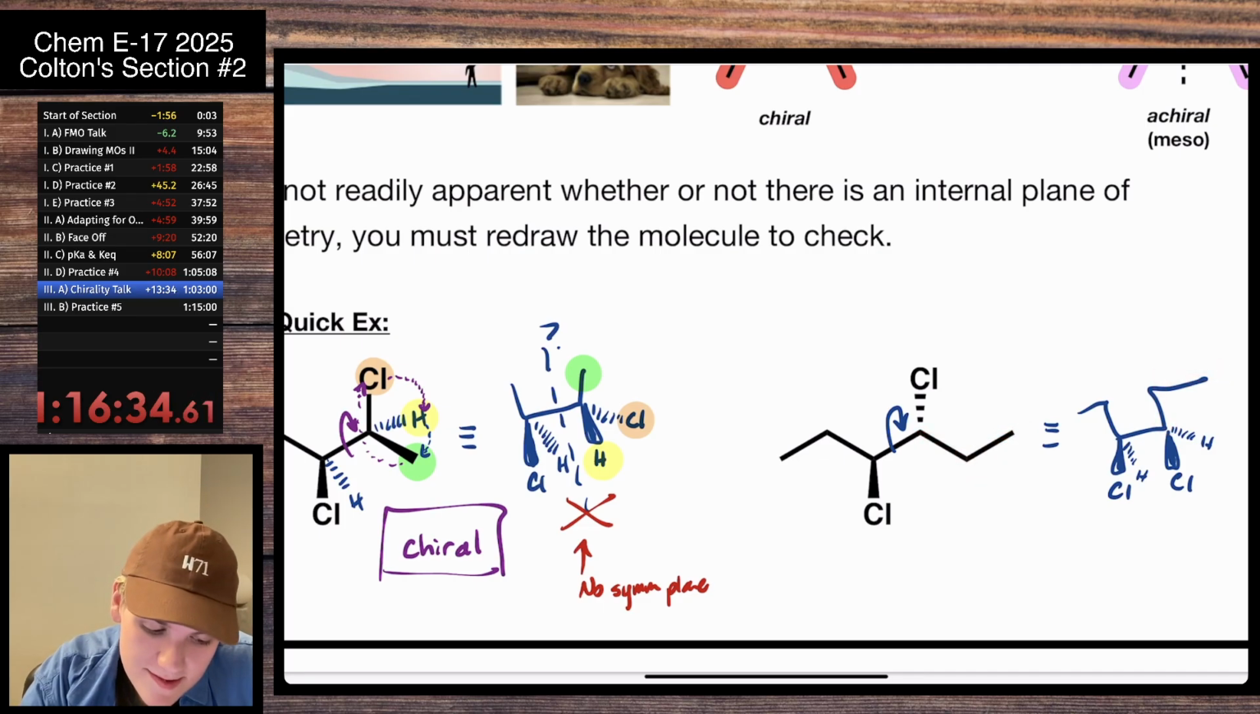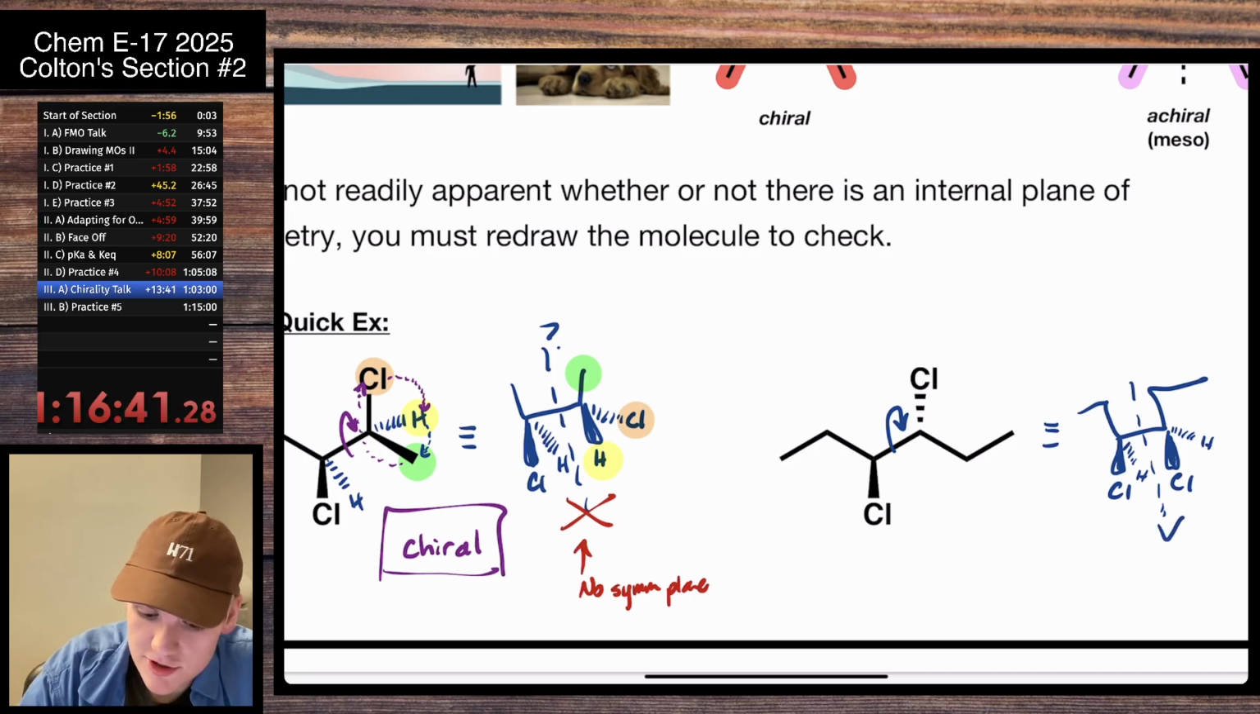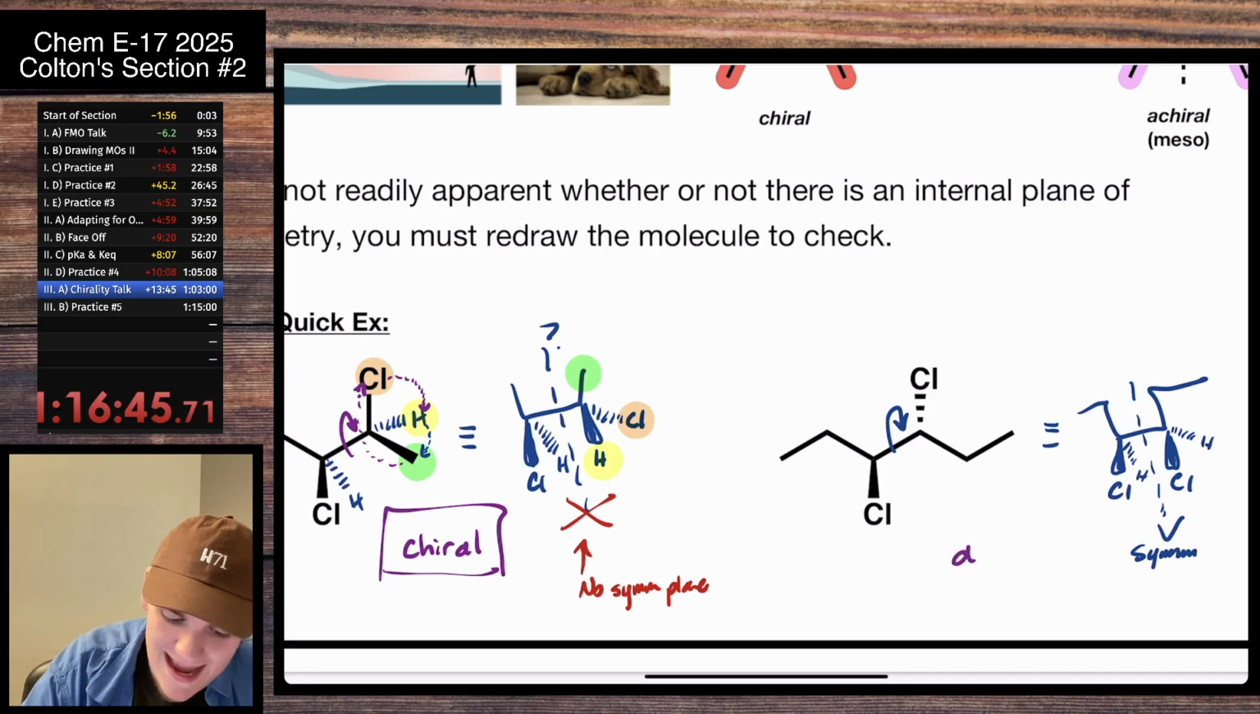But when we do this, is this an internal plane of symmetry? All the wedges and all the dashes line up. So yes, this is symmetry. And so if it's symmetry, then we said that this molecule is achiral.